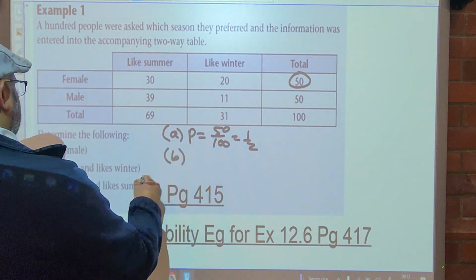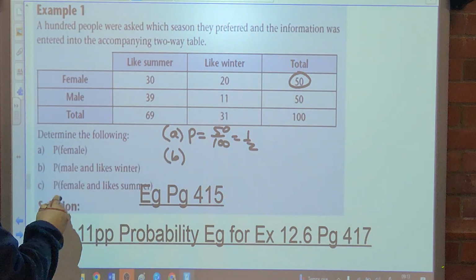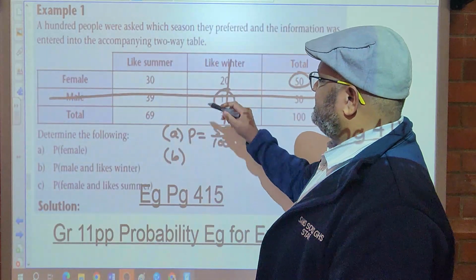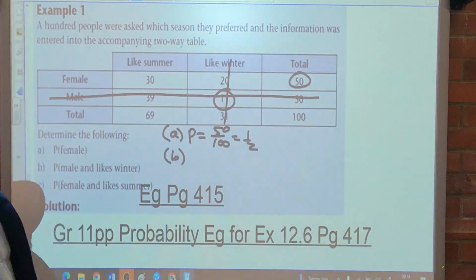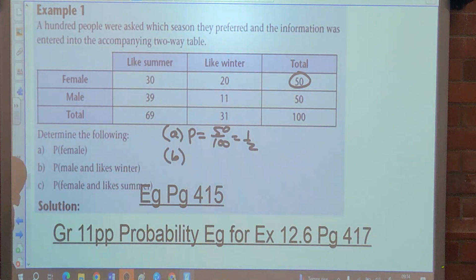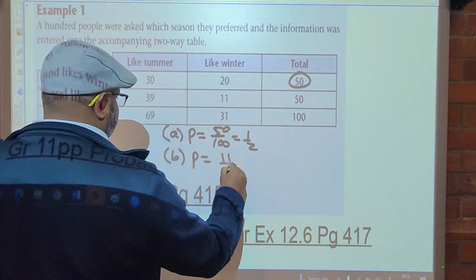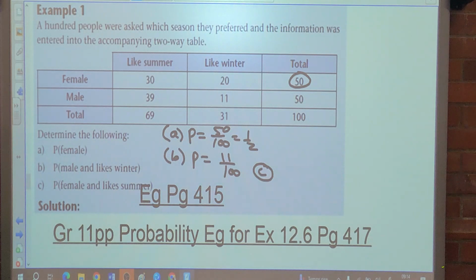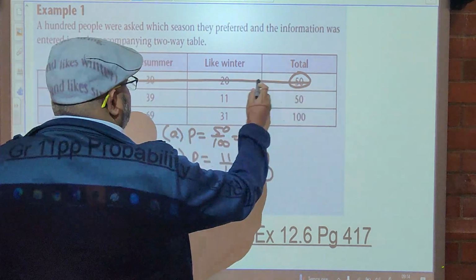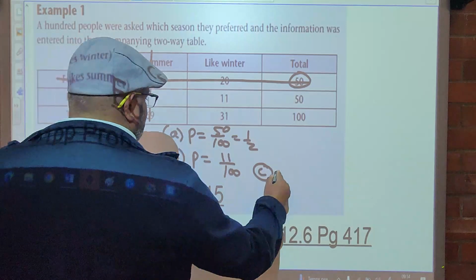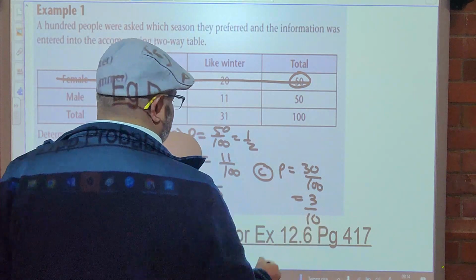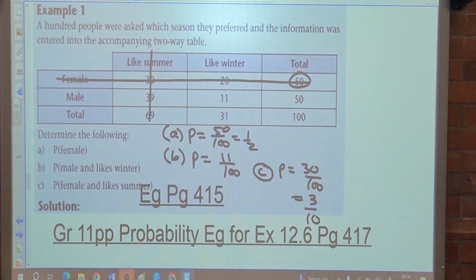Okay. B. Male and likes winter. So how many is that? 11. You guys understand? So male and likes winter, so it's 11 out of 100. And that's in the simplest form. Let's look at C. Female and likes summer. It's going to of course be 30 out of 100, which is 3 out of 10. Okay, do you guys understand? Is there any confusion there?